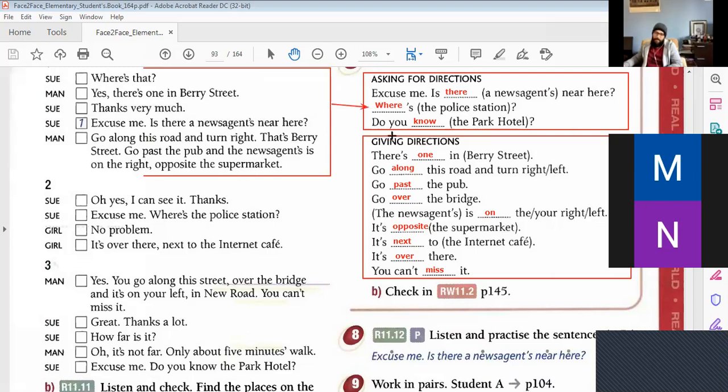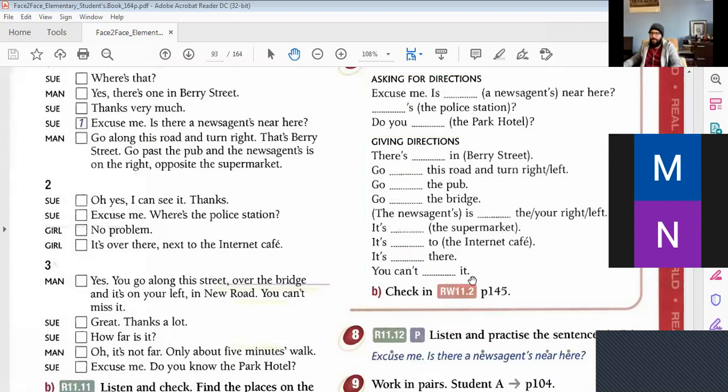Where's the hospital? Where's the airport? Where's the mall? Where's the train station? You ask with where and that's the end of the story. Okay? But you can also ask, do you know, is there. You have more than one way, but I suggest choosing one of them, the one that's easy to remember, which is where's. Okay? So this is an example of how to ask for directions, and we also have the answers, how to give directions.